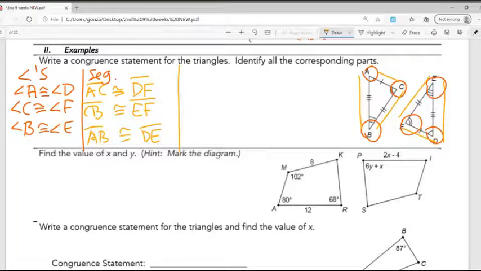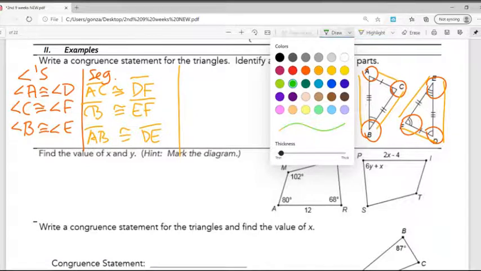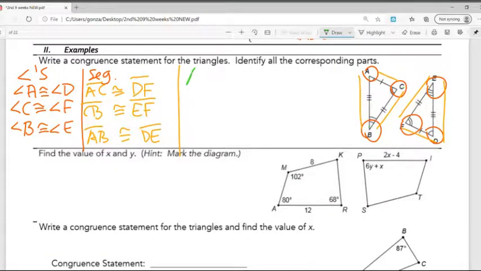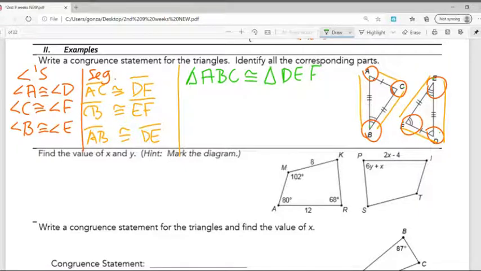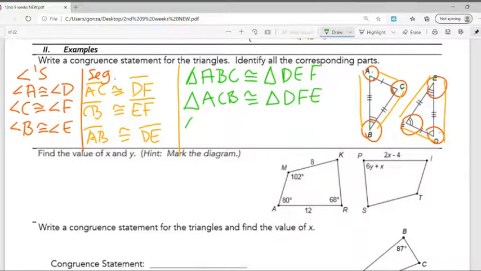Okay, last I have my triangles. Remember, it starts at the vertex. And this is going to be tricky. I'm going to say that I have triangle ABC is going to be congruent with triangle DEF. Because remember, we're talking about the direction. Then I can also say that I have triangle ACB congruent with DFE. There's lots of combinations here. So the last combination I'm going to give you is BAC, or triangle BAC is going to be congruent with triangle EDF.